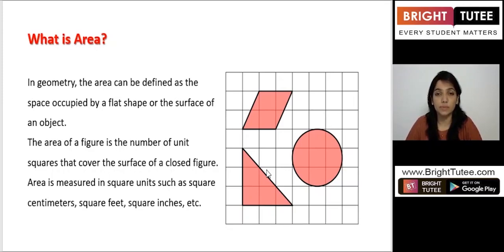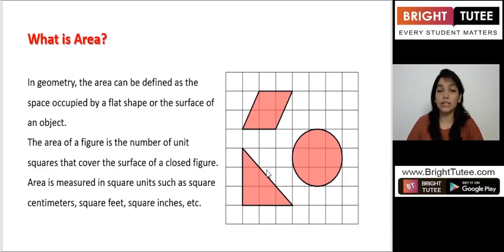And the area that is enclosed by these shapes, that is shaded here, is called the area of these respective shapes. The area of a figure is the number of unit squares that cover the surface of a closed figure. Area is measured in square units such as square centimeters, square feet, square inches, etc.